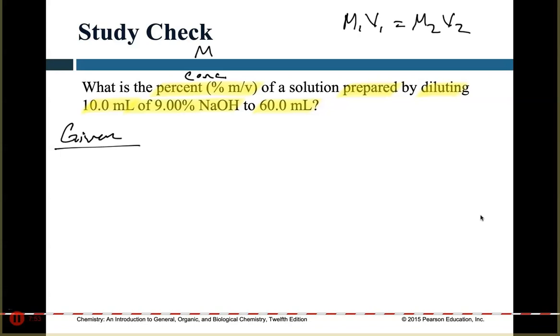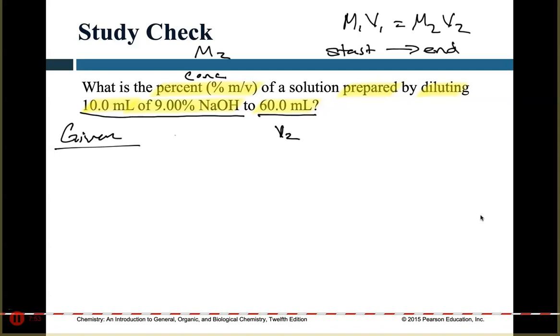Usually because I'm saying of a solution prepared, that means what I'm solving for is going to be the final solution. So what happens after I do the diluting? So I'm getting a hint that it's telling me M2. It's saying it's diluting from this solution. So this is probably my M1 and my V1. And I'm going to a volume. So that's probably going to be V2, because this is where I start, and I'm always going towards where I end.